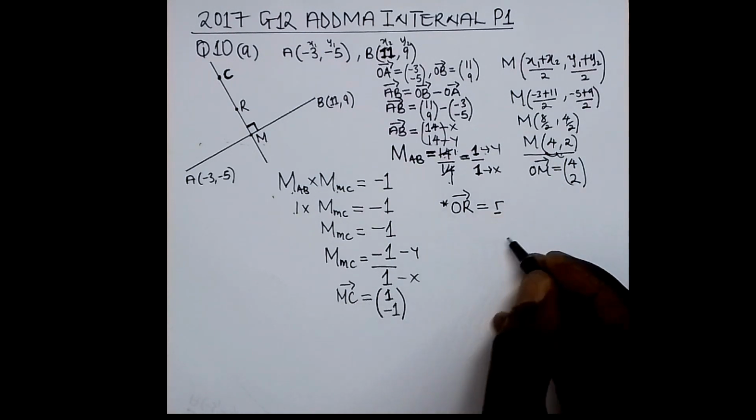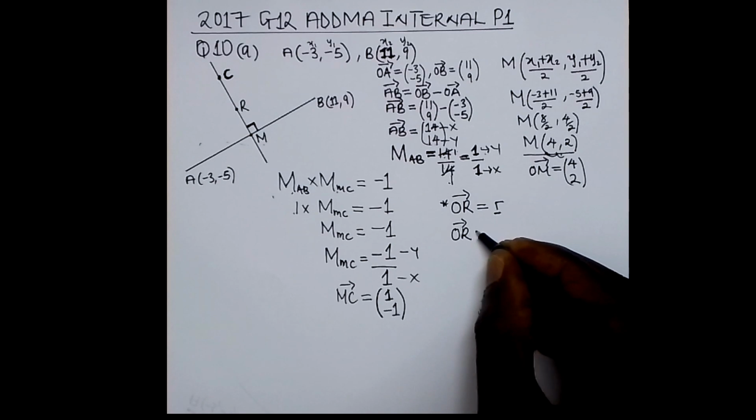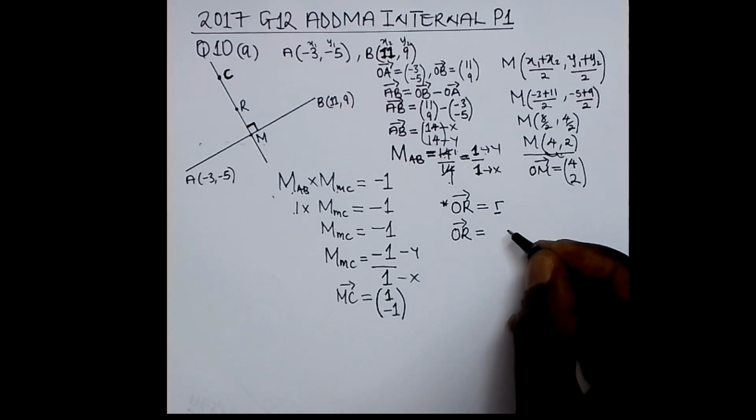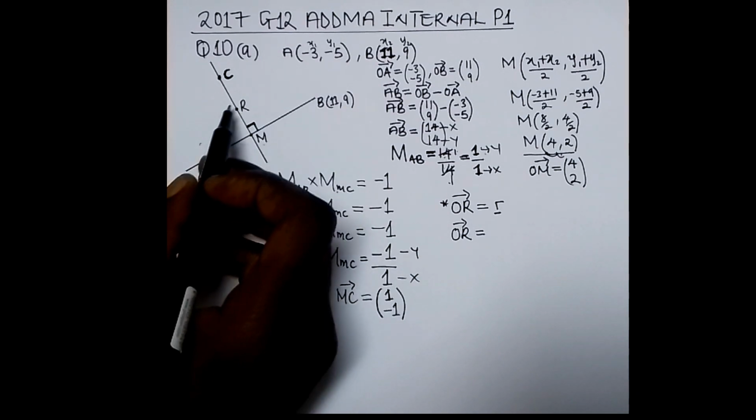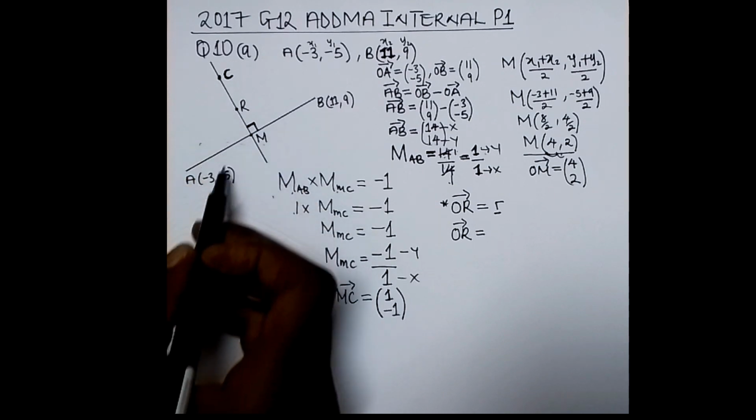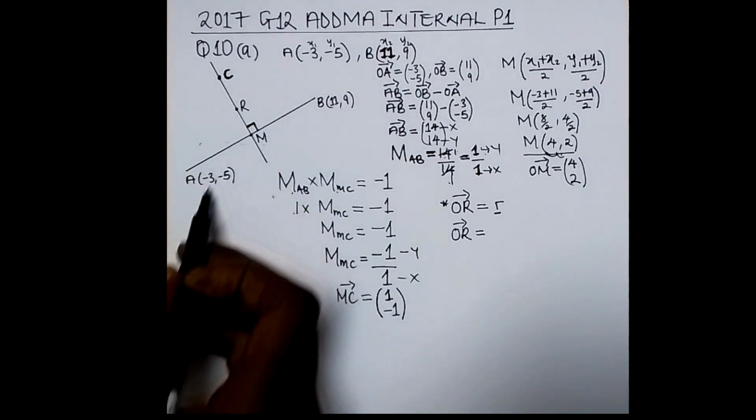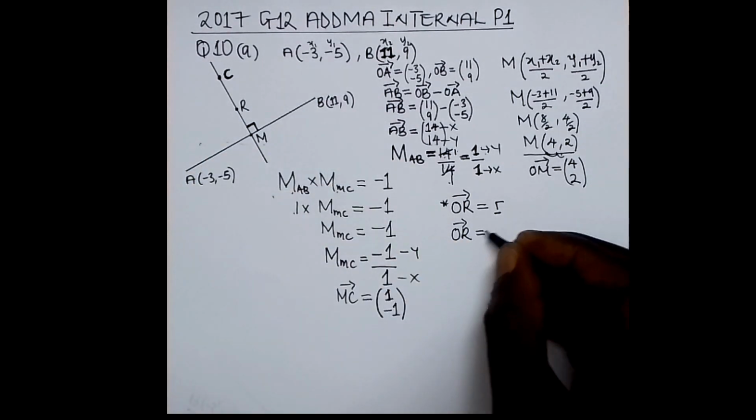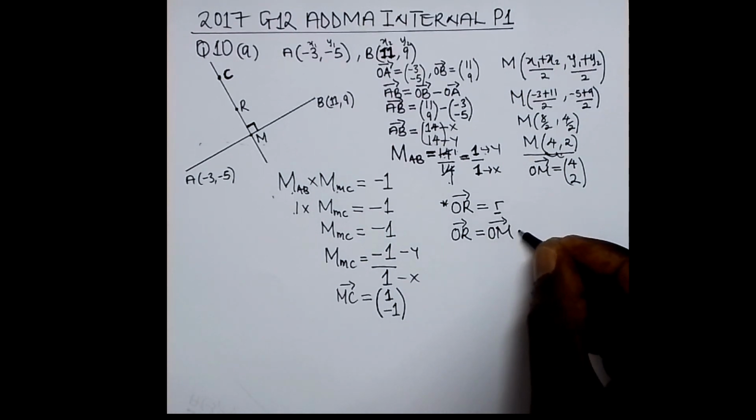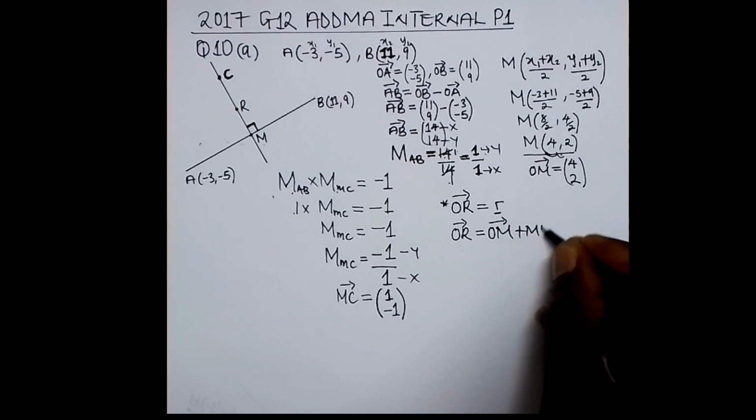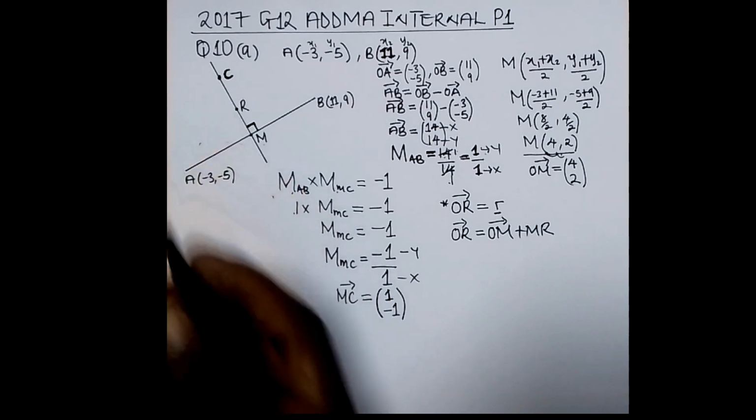So coming up with the vector equation of the line, we'll just say the OR vector is equal to, so if O is connected to R, then it means O to R, then OM. To find OR, we say OR is equal to OM plus MR. So OR is equal to the OM vector, then plus the MR vector. But we don't know the MR vector.